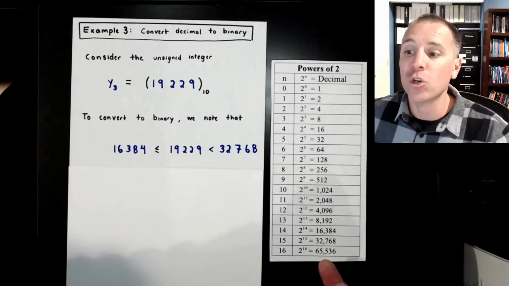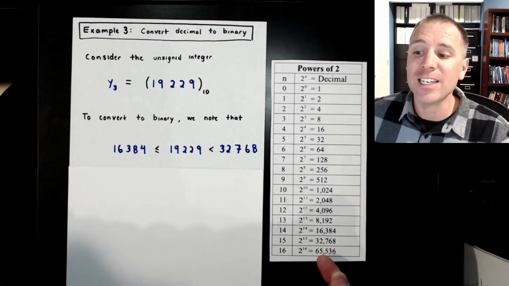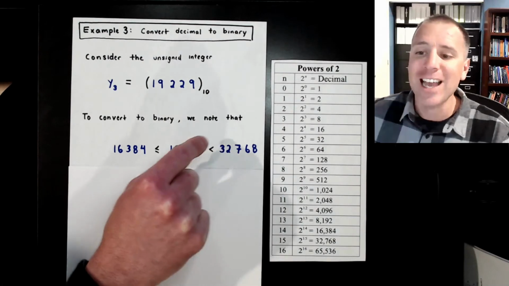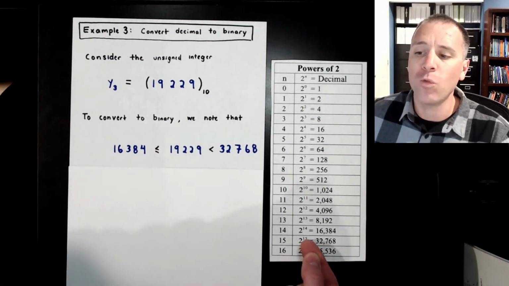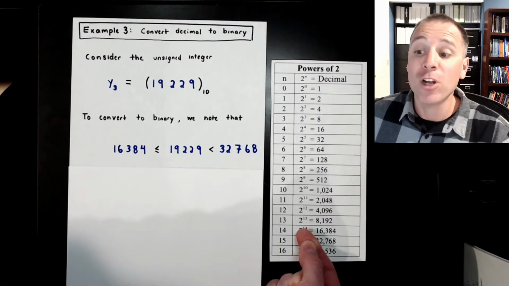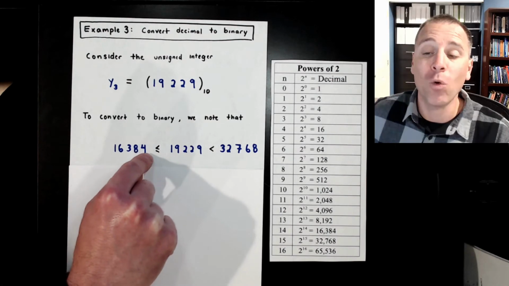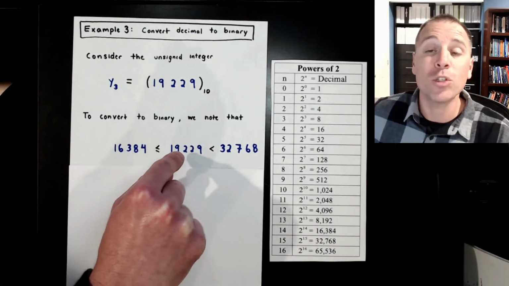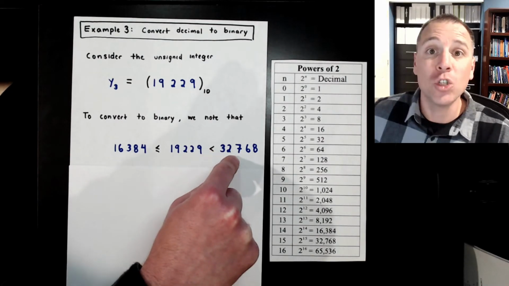Well, let's go ahead and search our Rolodex of powers of 2. If we start from 2 to the 16th, 65536, that is definitely not less than 19229, so it's not that one. We'll move one up. Nope, that doesn't work. If we go to 2 to the 14th, notice 2 to the 14th, which is 16384, is indeed less than or equal to 19229. And then that's strictly less than 2 to the 15th.